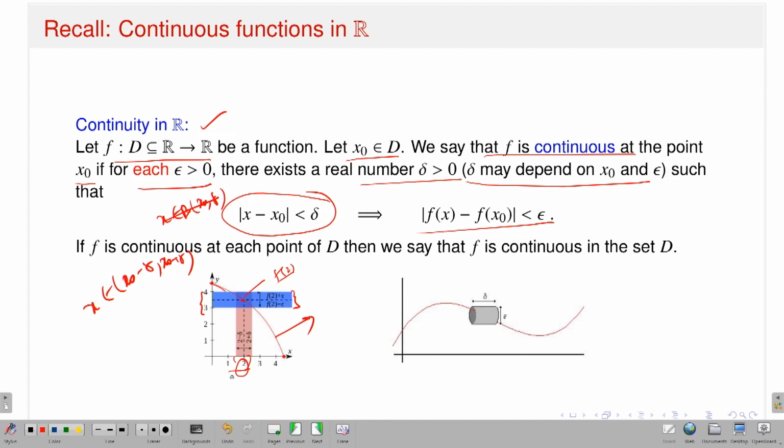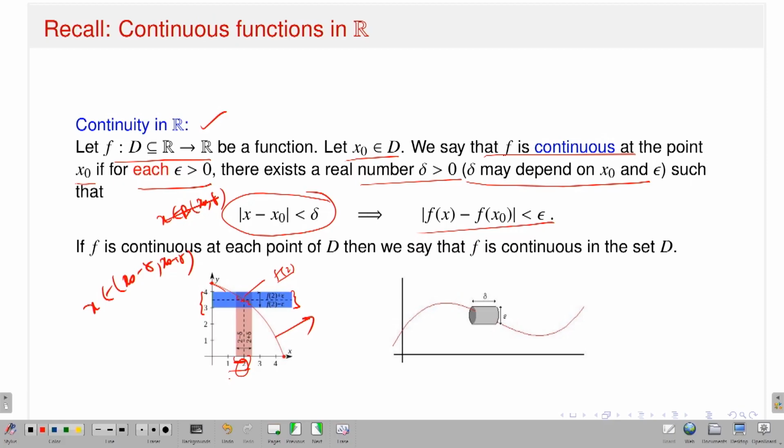That means I need to find a delta such that if x belongs to this set, 2 minus delta to 2 plus delta, then the value of the function should lie between f(2) minus epsilon and f(2) plus epsilon. So, that is the epsilon-delta definition.